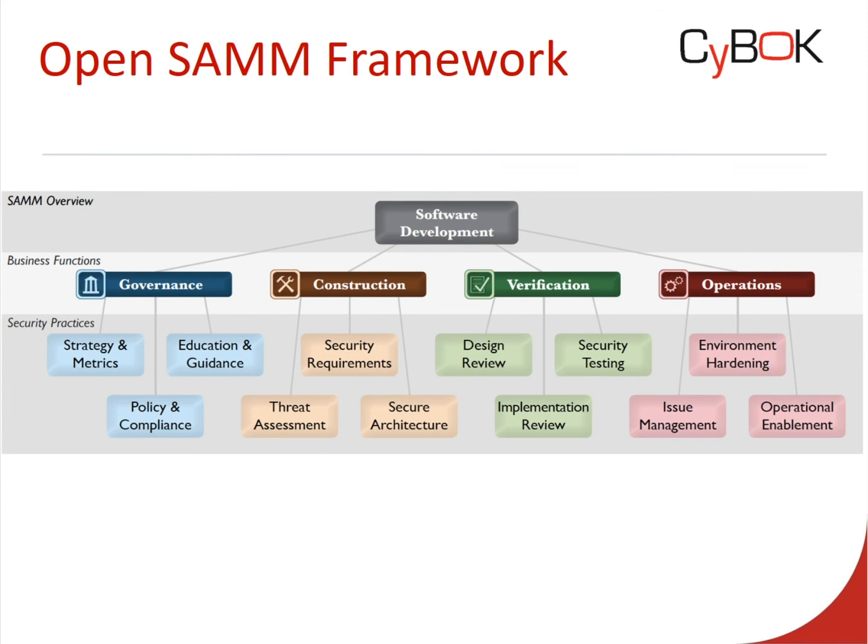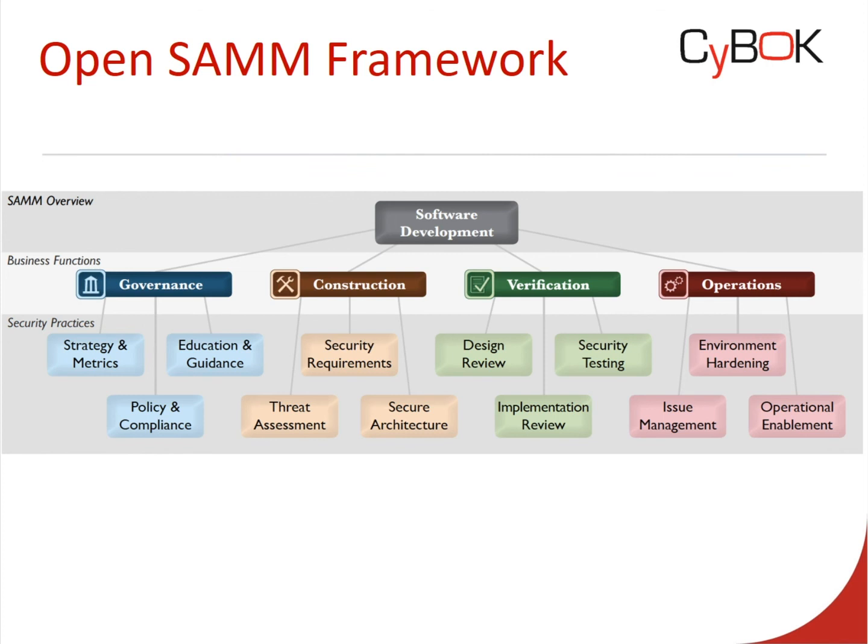One is the OpenSAM framework, and SAM is the Security Assurance Maturity Model. If you look at this framework, there are four different functions: governance, construction, verification, and operations. Each of those is broken down into a number of processes. OpenSAM lays out more than 100 practices that fall into these categories, and the team can then assess their use of those practices. They can create a roadmap of where they want to go with each of these practices.